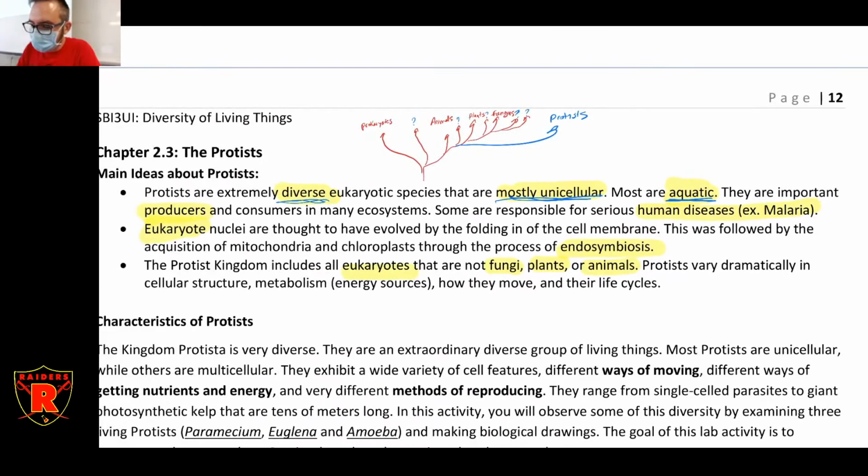A lot of them are producers, but many of them are also consumers. Some of them are both. So some of them do photosynthesis and they eat things, which is weird. They're like hybrids of both of those things.